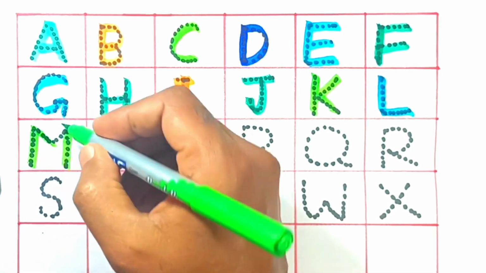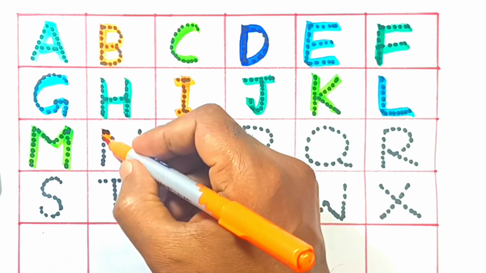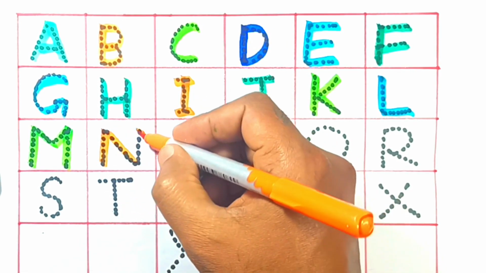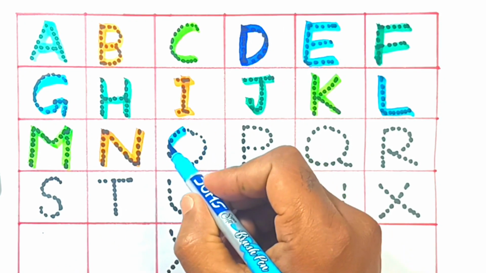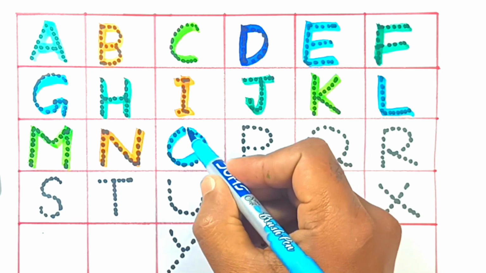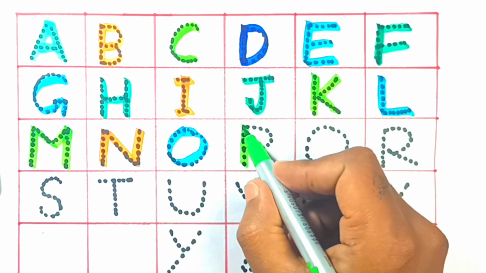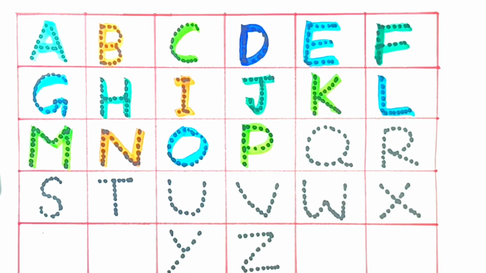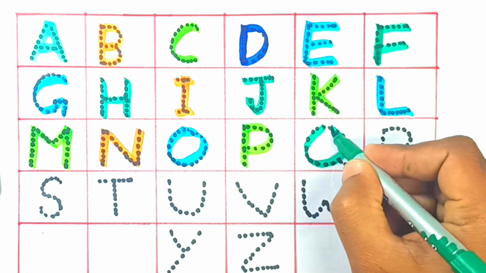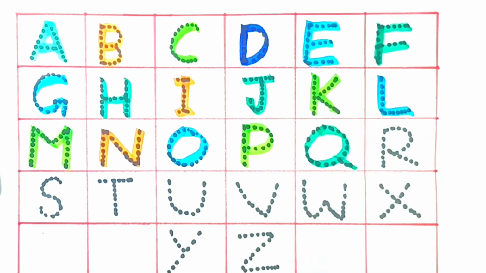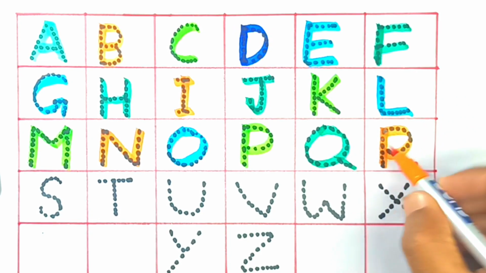M for mango. N for next. O for owl. P for parrot. Q for queen. R for rose.